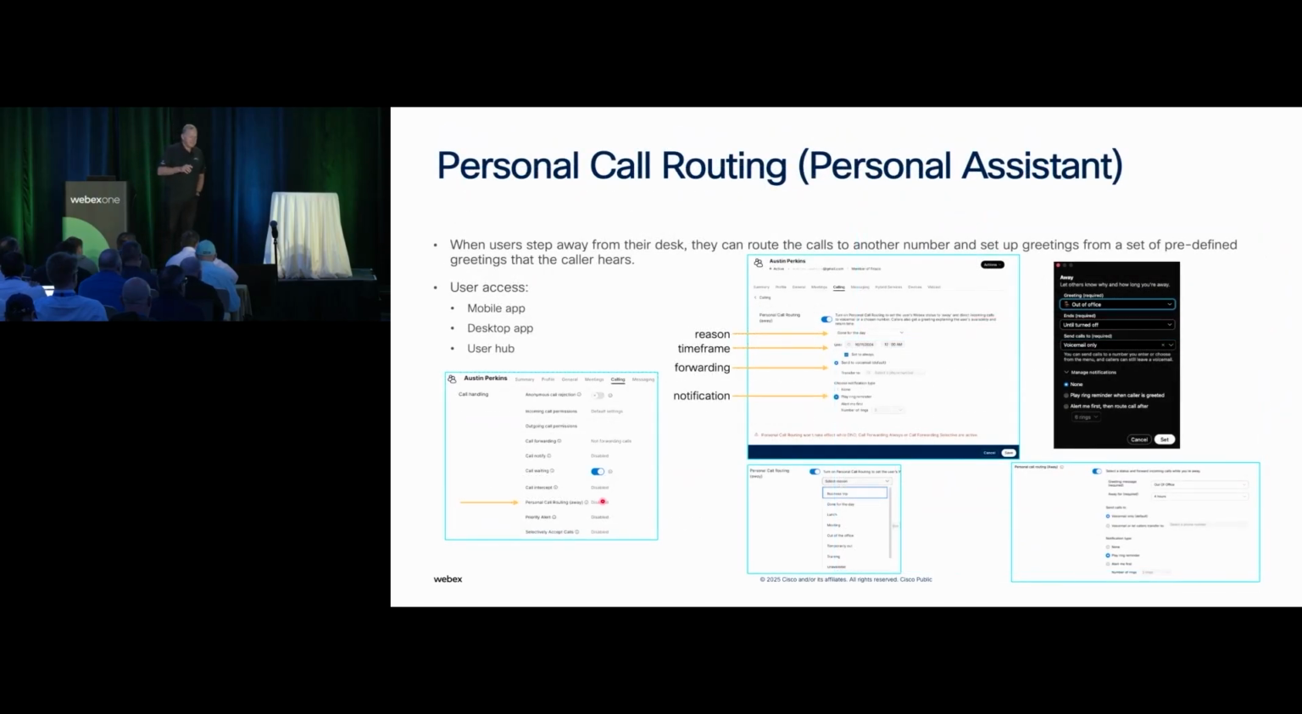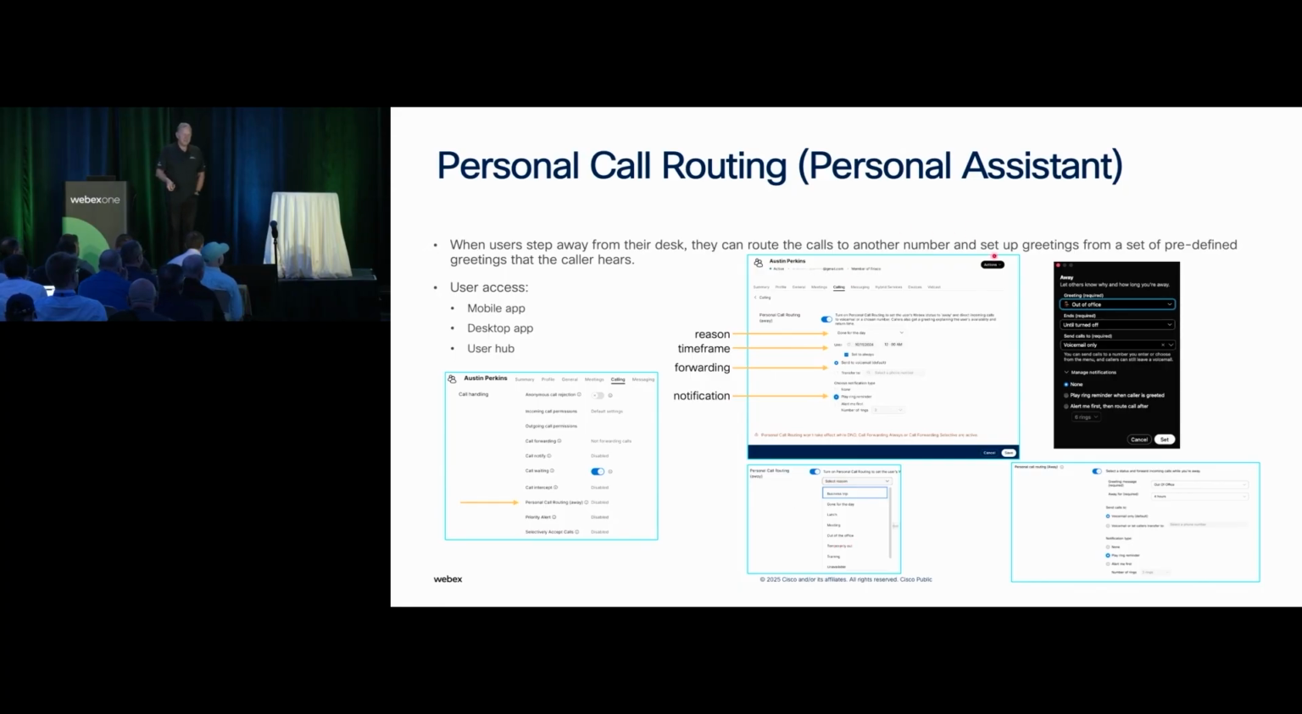Another feature that we added, I think that's really powerful, is the personal call routing or personal assistant. How many of you have seen this, looked at this? Very few. So the background here is when a user steps away from their desk, they should have an easy way to route their calls to a different number and set up certain greetings to tell the callers why they are not available, right? And we basically defined a set of predefined greetings. You can see this, or almost can see this in the screenshot here. Lunch, on the phone, whatever.